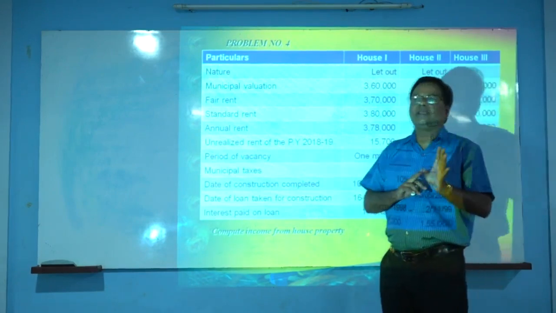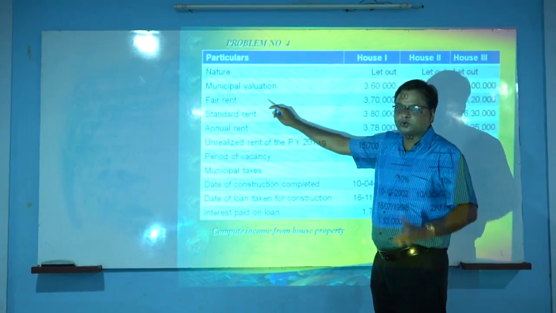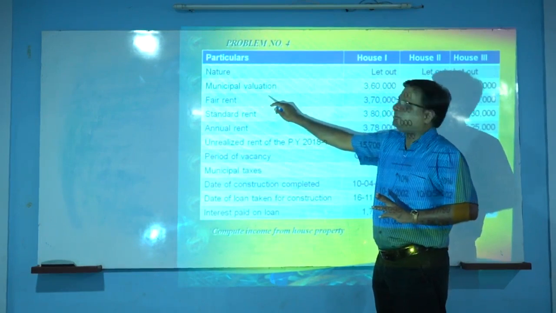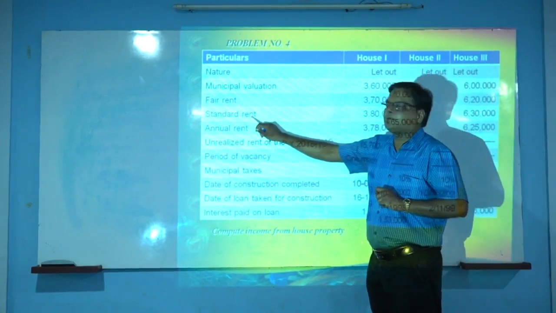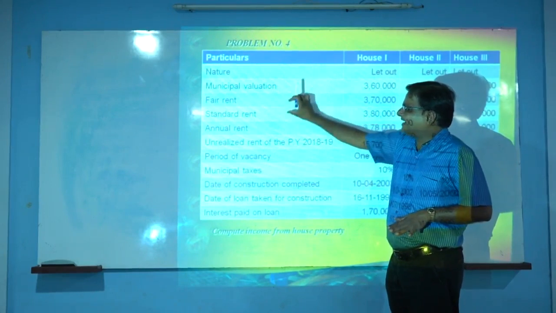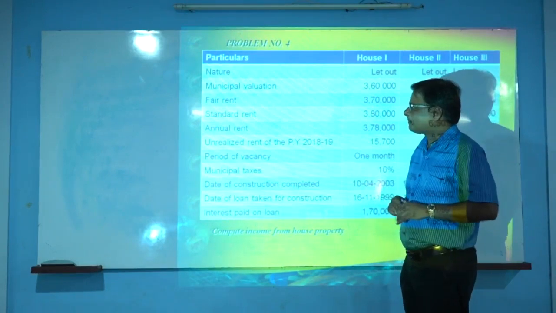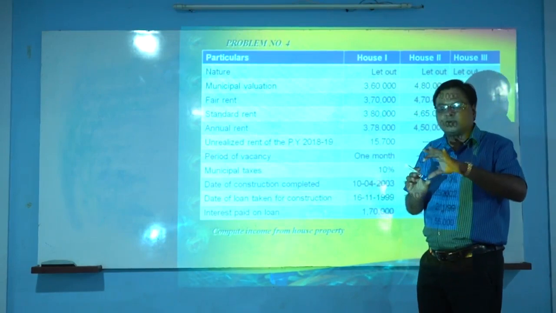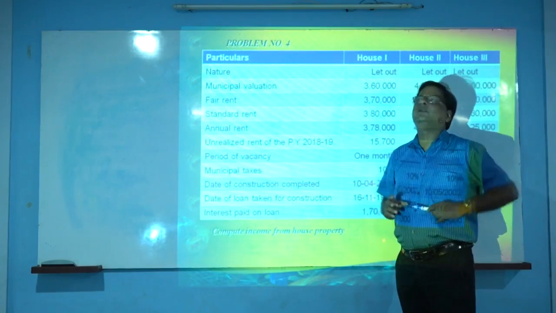Firstly we have to take out 2 points, A and B: A for municipal valuation, B for fair rent. From these 2 values we have to take the higher value. Then next we take point C, that is standard rent. From the higher value and the standard rent, whichever is lower, that lower value should be taken. Then from that lower value and the actual annual rent, the higher value is taken. It is called the gross annual value.